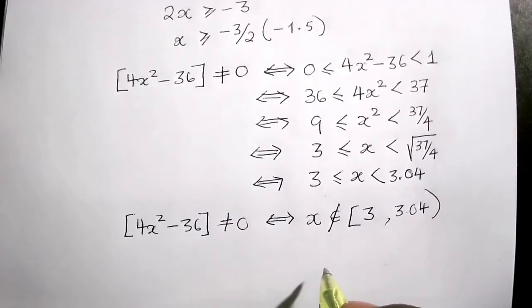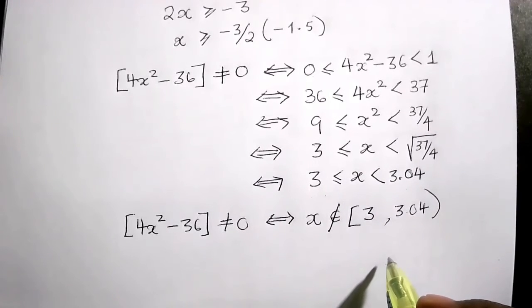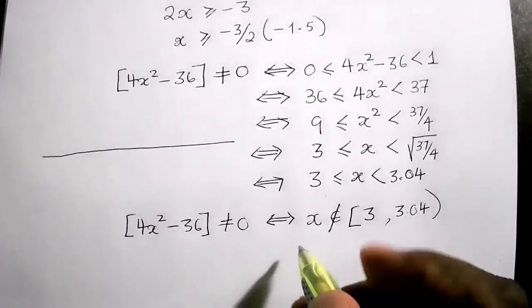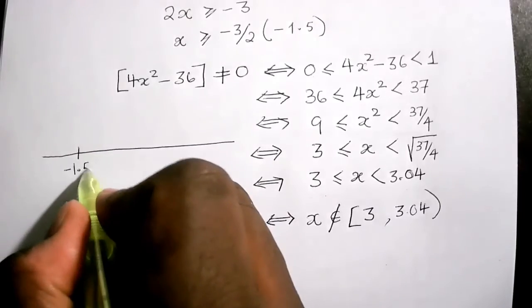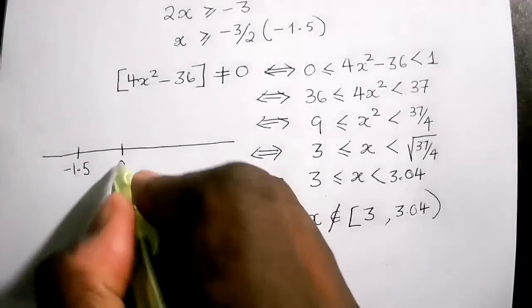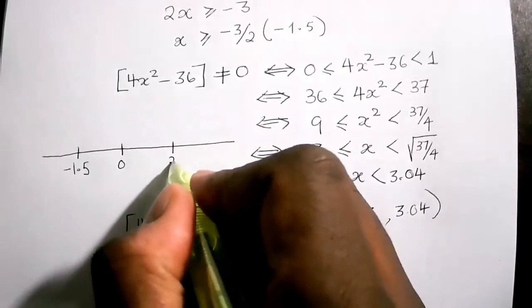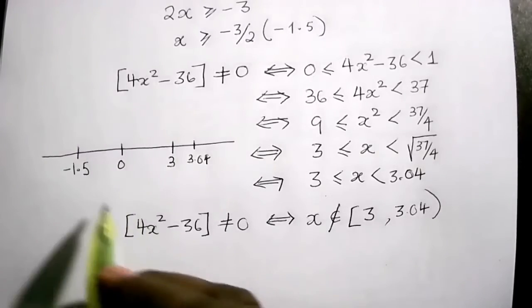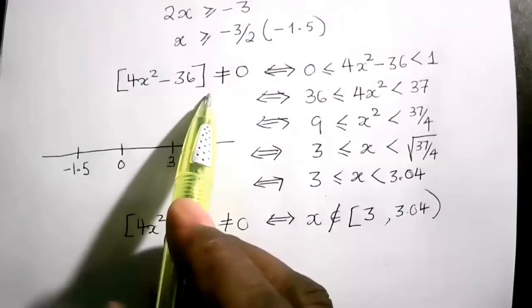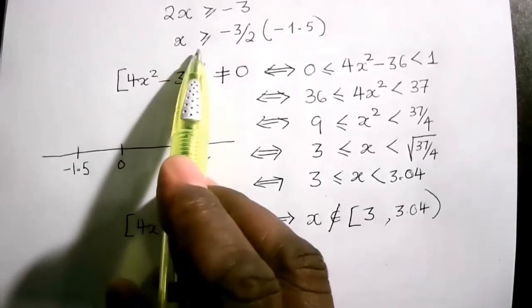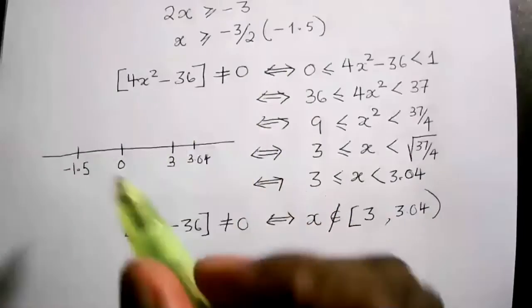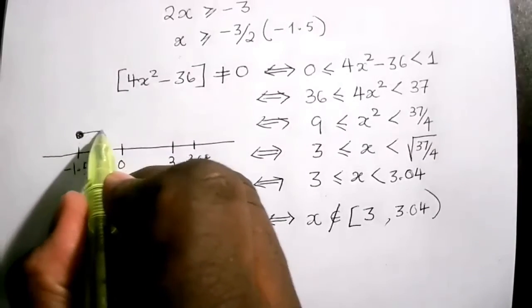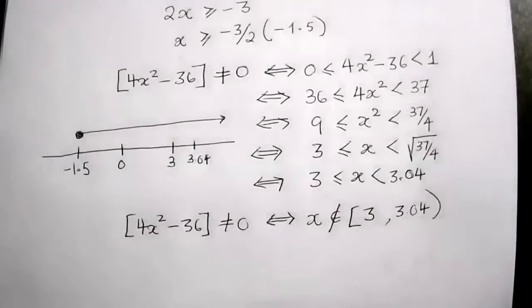So now we can determine the final domain with the help of a number line. So here I will have my minus 1.5. Then I can have my 0 here. And then somewhere here, I'll put my 3. And somewhere there, my 3.04. So let's feed this information onto the number line. So we know that x is greater than or equal to minus 1.5. So I can put a solid dot there. And then I will take it all the way through.